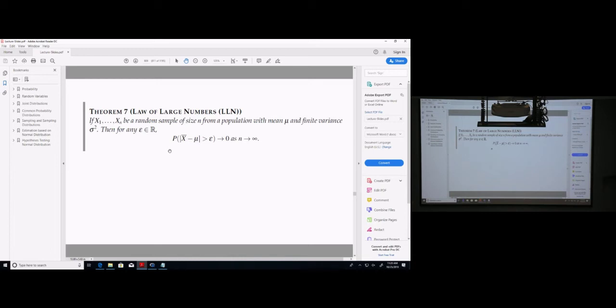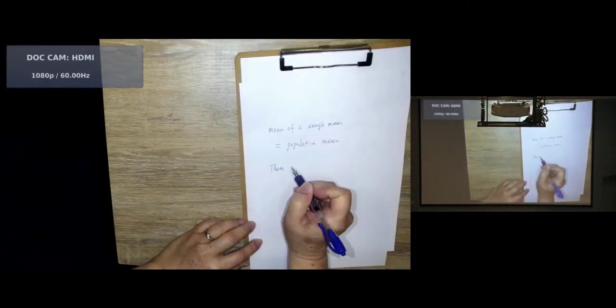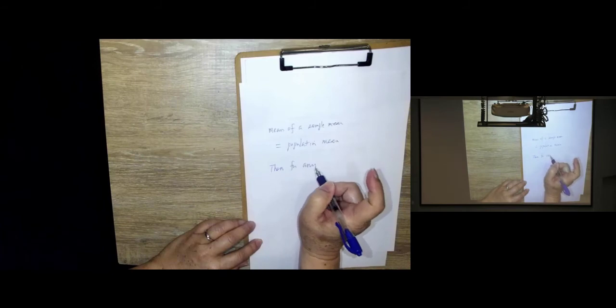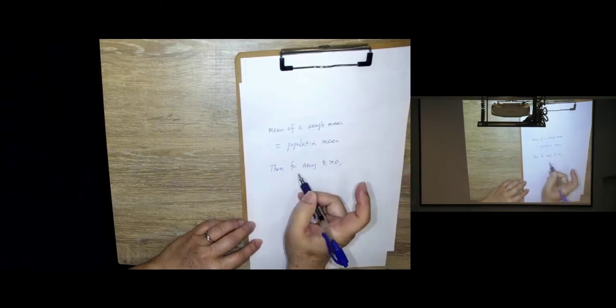But qualitatively, it says that now the nice thing is epsilon. This is not quite true. Epsilon has to be positive. Okay, so it cannot be negative. If it's negative, this is always true, so this will be 1. So we need to change this here. Okay, so please change it then to: for any epsilon positive, all right?